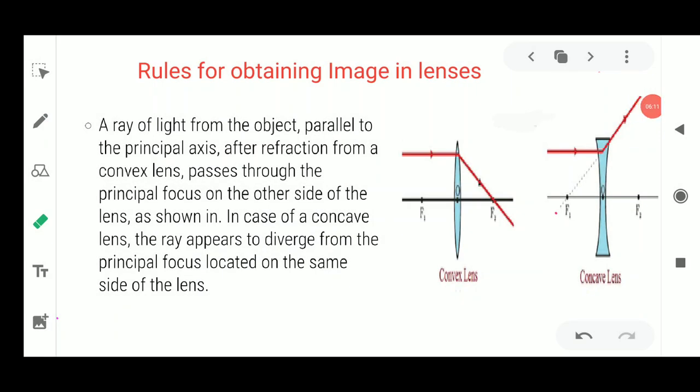So this rule is saying that a ray of light coming from the object parallel to the principal axis, after refraction from a convex lens, passes through the principal focus on the other side of the lens, as shown here. Next, in the case of the convex lens, the first rule says that whenever a ray of light passes parallel to the principal axis, what is going to happen after refraction?